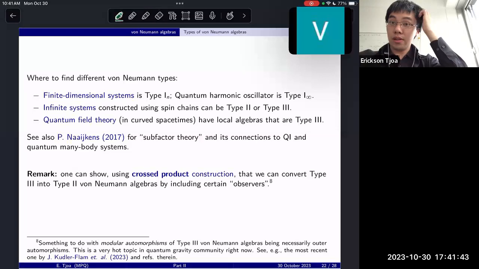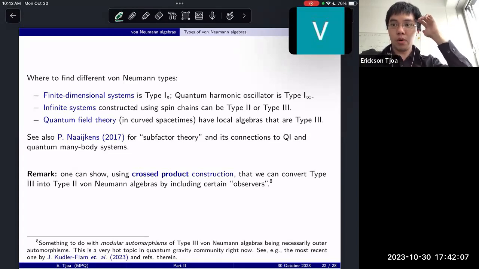So if you study, for example, infinite spin chains, it's going to fall under type II algebras. This is something that people in many body physics have understood for many years. And type III is basically what we are familiar with in quantum field theory. I put some references here on some of the stuff that you might want to look into.